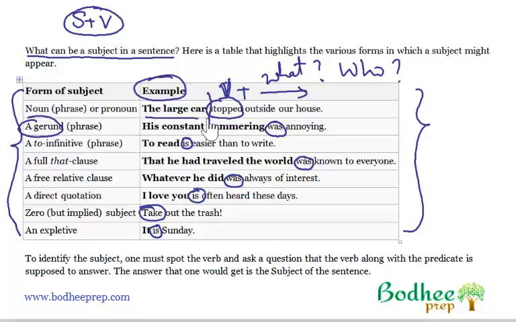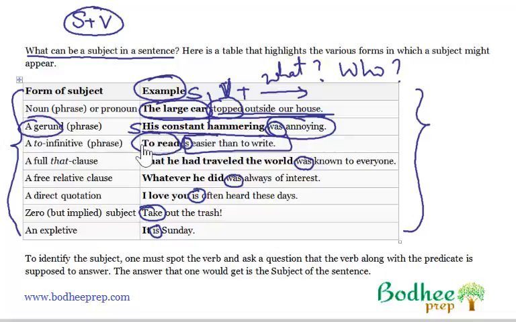So the large car stopped outside our house. The question is, what stopped outside our house? And the answer is the large car. The answer is the subject of the sentence. His constant hammering was annoying. What was annoying? And the answer is his constant hammering. So here you have the subject. To read is easier than to write. What is easier than to write? And the answer is to read. To read is the subject. What was known to everyone? That he had traveled the world was known to everyone.